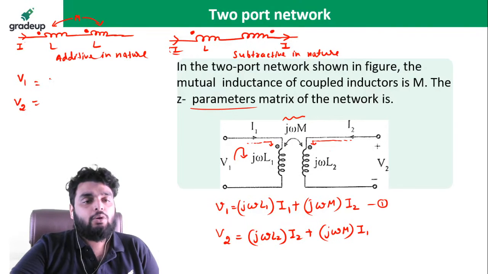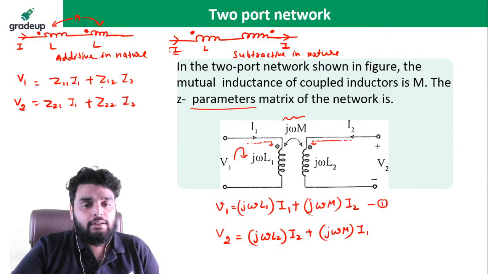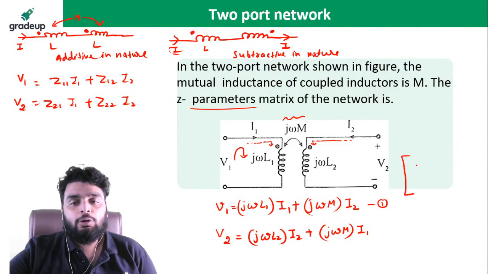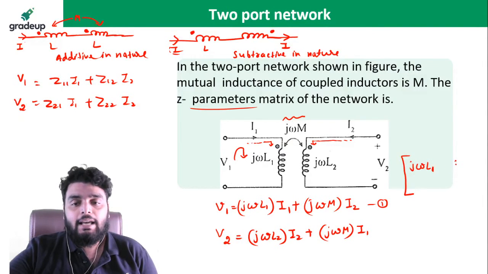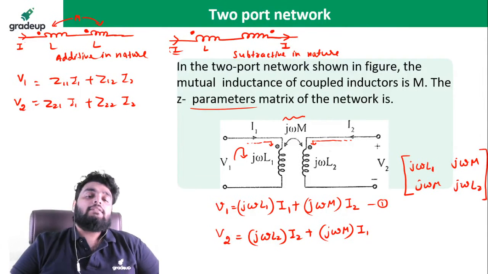V1, V2 is equal to Z11 I1 plus Z12 I2, Z21 I1 plus Z22 I2. So these equations are already in this form. Now you can compare both of these. If you compare both of these, the Z parameter comes out to be j omega L1, j omega M, j omega M, and j omega L2. Okay, this is the Z parameter.